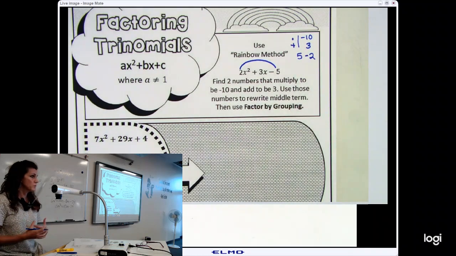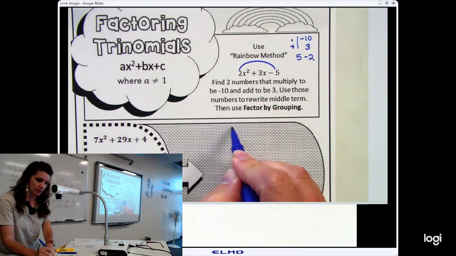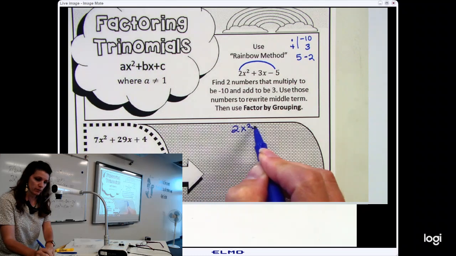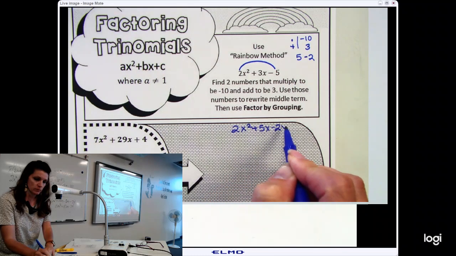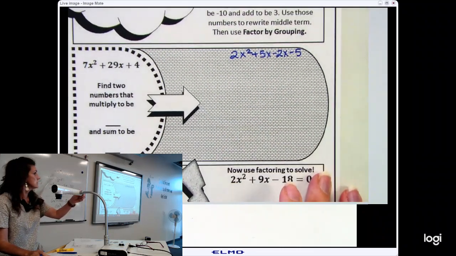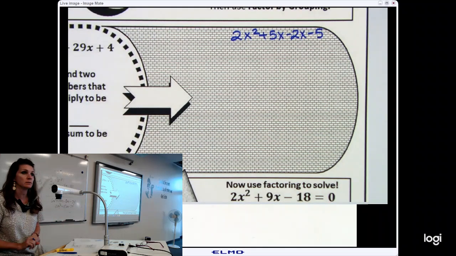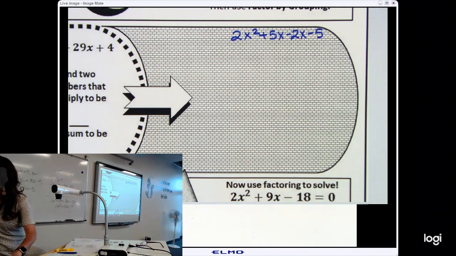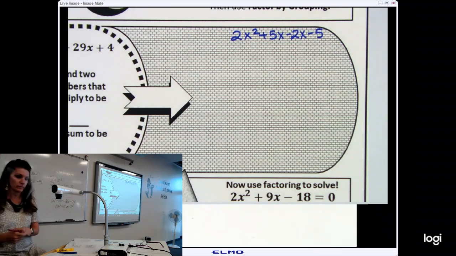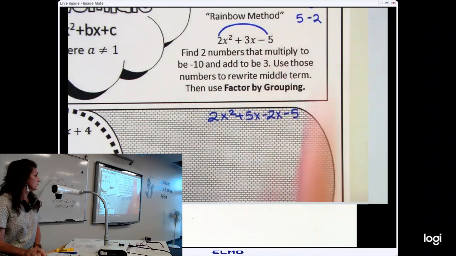Now that I've found those two numbers, you guys are really good at factoring by grouping already because we've been practicing that. Okay, I'm out of room, so I'm going to have to write it down here. You use it to factor by grouping. There are my two numbers. That's probably a little bit hard to see. You want me to change colors or is it okay? Change colors. All right, so those two numbers I got right from my rainbow method.